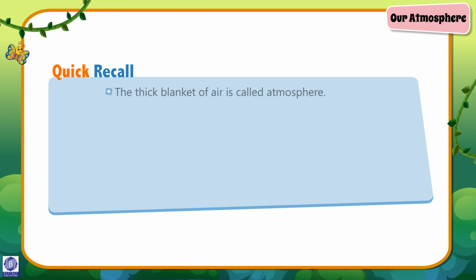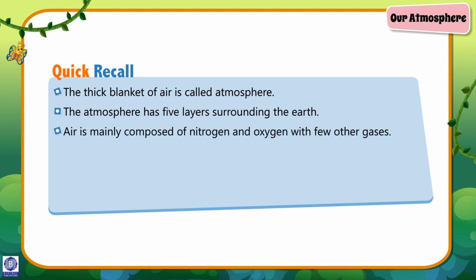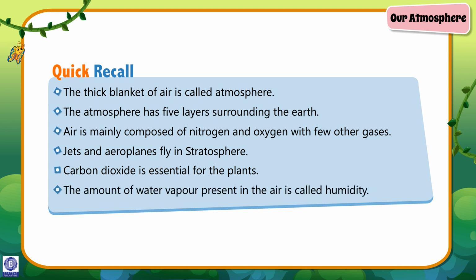Quick recall. The thick blanket of air is called atmosphere. The atmosphere has 5 layers surrounding the Earth. Air is mainly composed of nitrogen and oxygen with few other gases. Jets and aeroplanes fly in stratosphere. Carbon dioxide is essential for the plants. The amount of water vapor present in the air is called humidity.